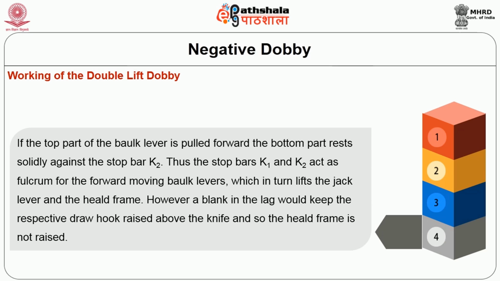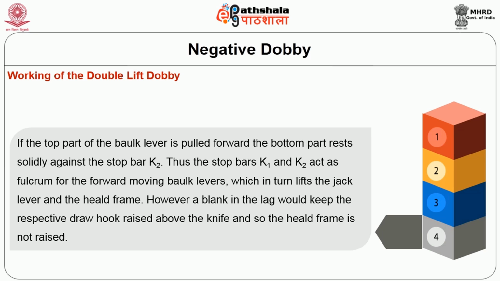If the top part of the balk lever is pulled forward, the bottom part rests solidly against the stop bar K2. Thus, the stop bars K1 and K2 act as fulcrum for the forward moving balk lever, which in turn lifts the jack lever and the heel frame. However, a blank in the lag would keep the reciprocating drawing hooks raised, but the knife and so the heel frame is not raised.